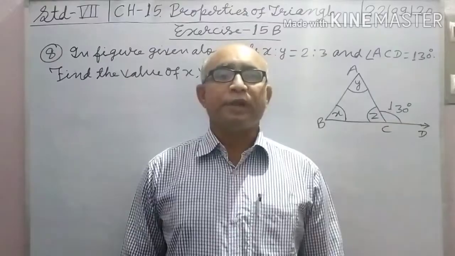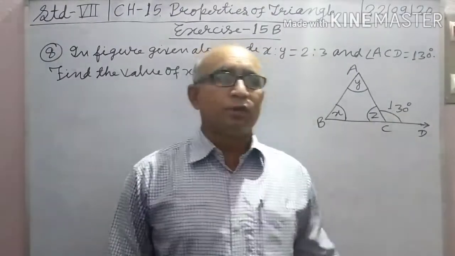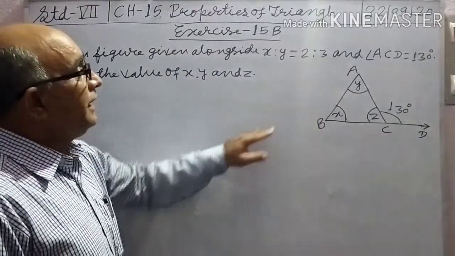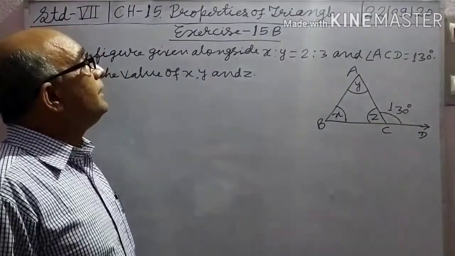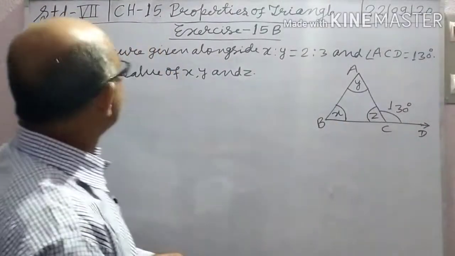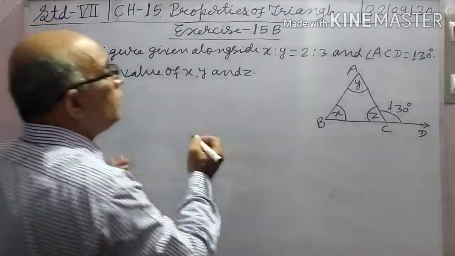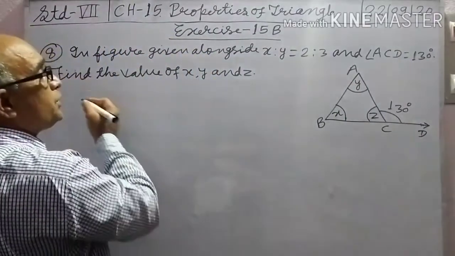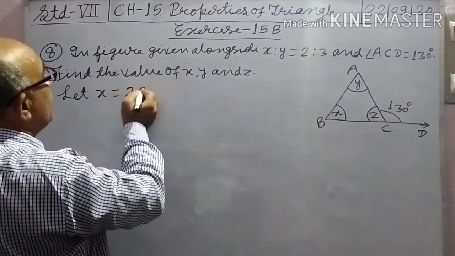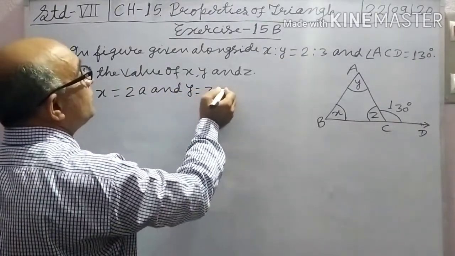Understand and write it. Students, next question is question number 8. Today it is the last question also. In this question, in the figure given alongside, x is to y equal to 2 is to 3 and angle ACD equal to 130 degree. Find the values of x, y and z. So x is to y equal to 2 is to 3. So let x equal to 2a and y equal to 3a.